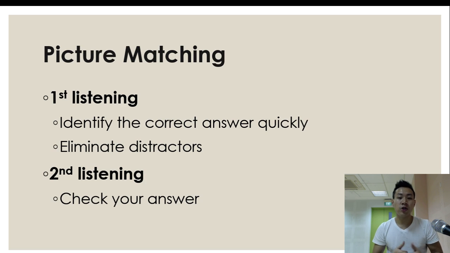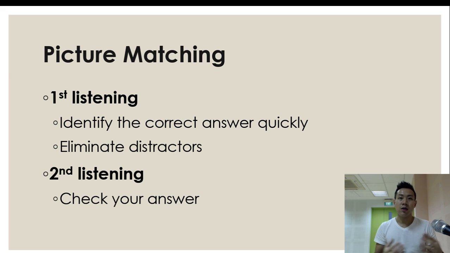Alright. So for picture matching, some of the tips. For every question, it will be read out twice. So the first time, as you look at the question itself, try to have a quick glance at all 4 pictures, and as you hear the question being read out, identify the correct answer quickly. You may not want to immediately write down the answer itself. Also, out of those 4 pictures, quickly identify which 2 are most likely not going to be the answer. Those are the distractors. So that when you hear the question stem being read out the second time, you check your answer to see whether it is correct.